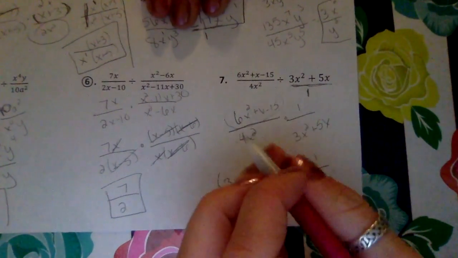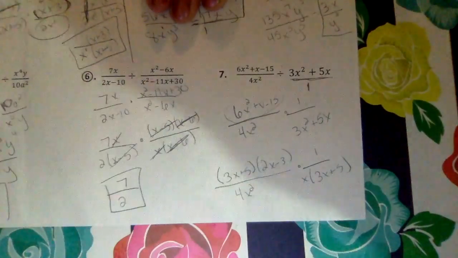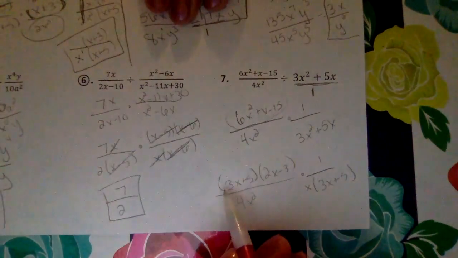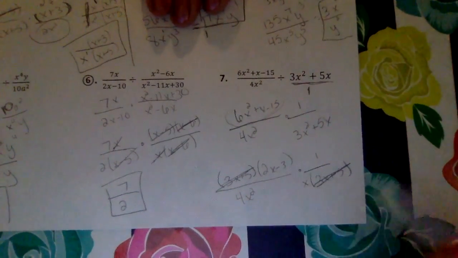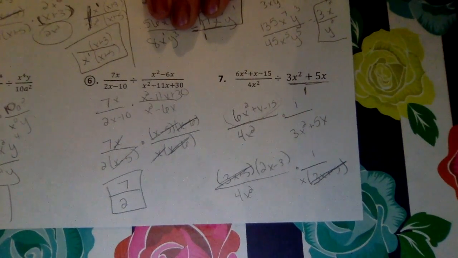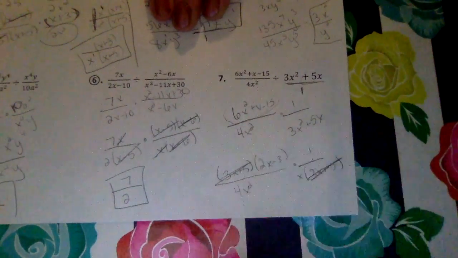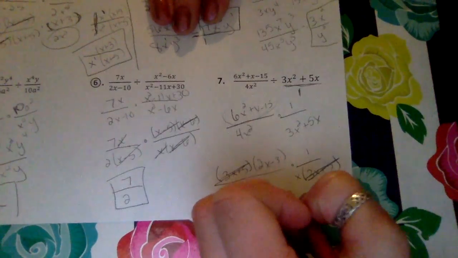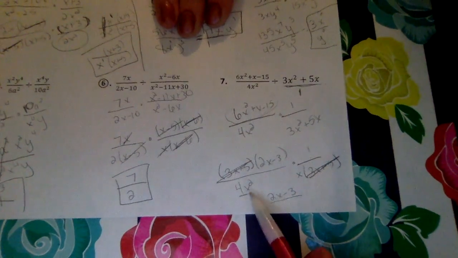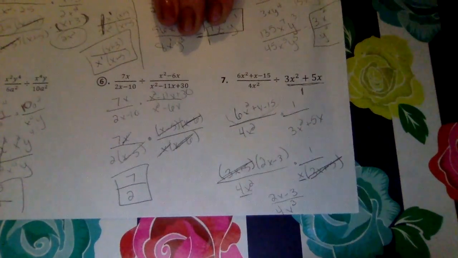Times 1 over, all I can do on the second thing is take out an x, and I have 3x plus 5 left. Okay, really not too much you can do here. You can cross out the 3x plus 5, but that's it. That's all we can do on this one. That's the only thing that cancels out. So if I gather or multiply right across, the only thing I have is a 2x minus 3 times 1, which is just 2x minus 3. You can put it in parentheses or not. Over, if I multiply 4x squared times x, I get 4x cubed. Final answer.